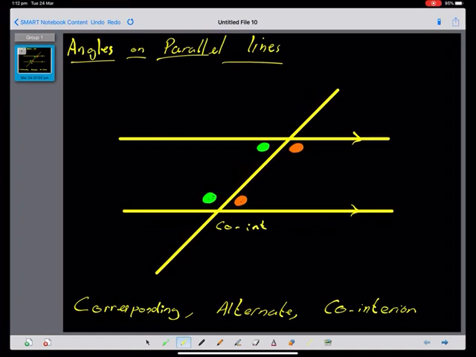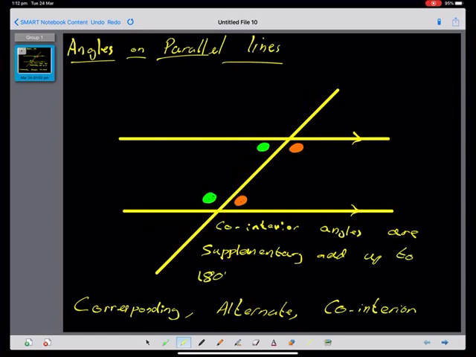Co-interior angles are supplementary. That is to say, they add up to 180. Okay, so supplementary angles sum to 180.